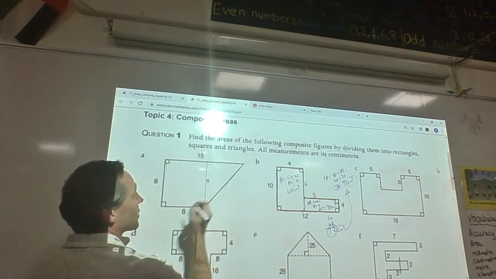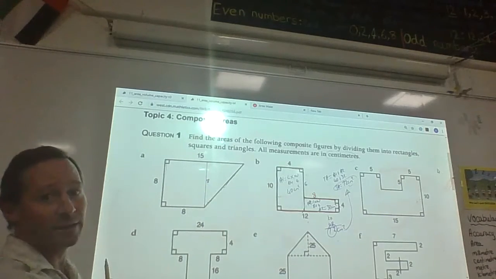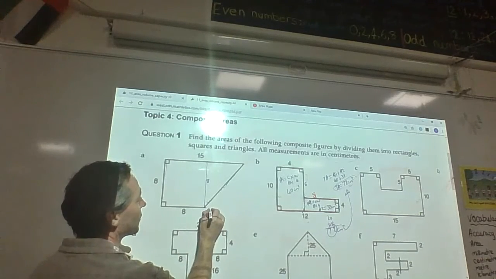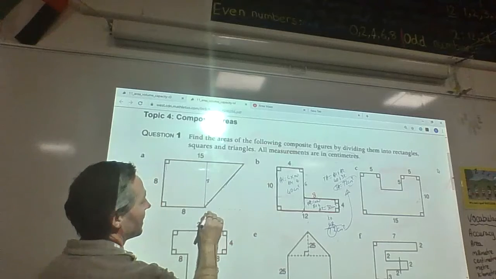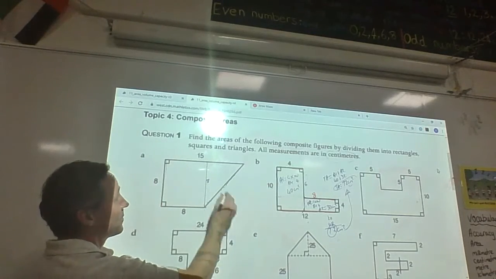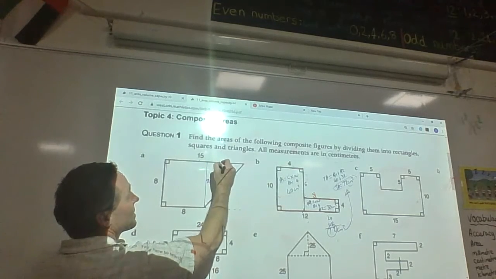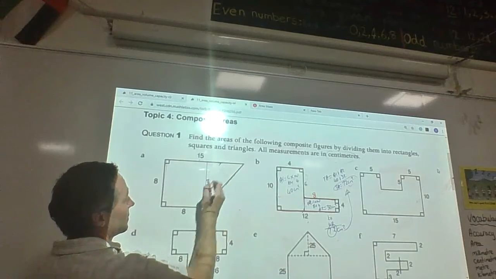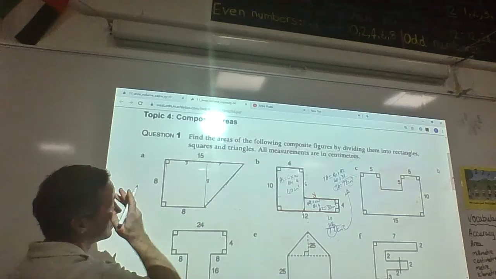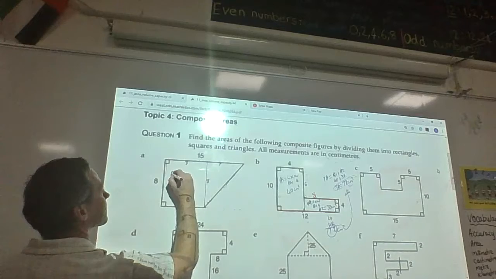So I'll put 8 next to that. This one is saying 15 along there. This one's going up to here and it's 8. So which must mean, if I carry that along here, that distance must be 7. Okay, I know that because 15 minus 8 will be 7. So this has to be 7 along here, which means that must be 8. 8 plus 7 is 15. I think I've got enough information to work this out now. So area 1 and area 2.